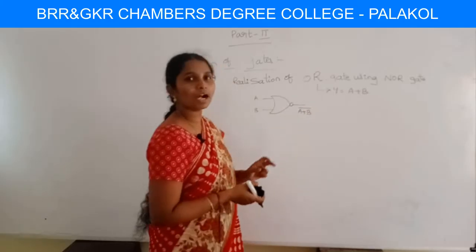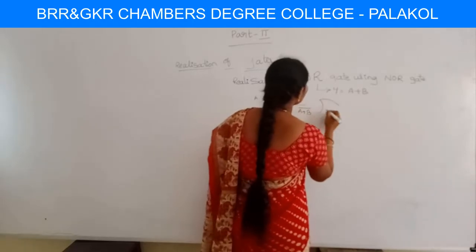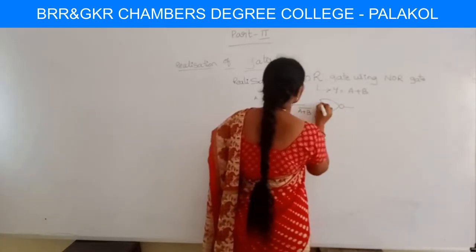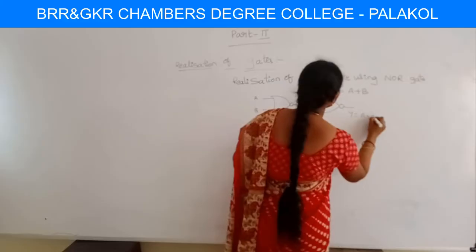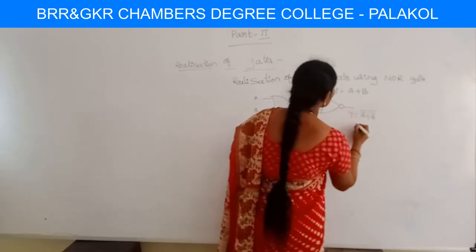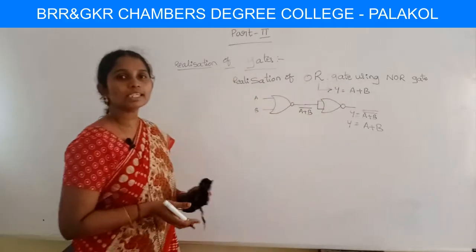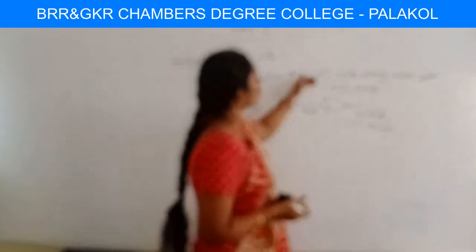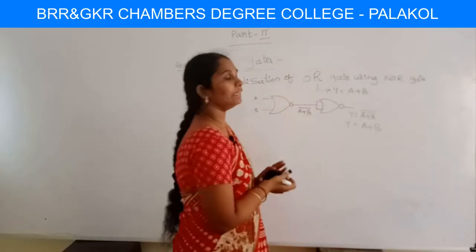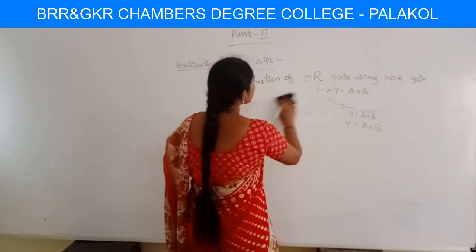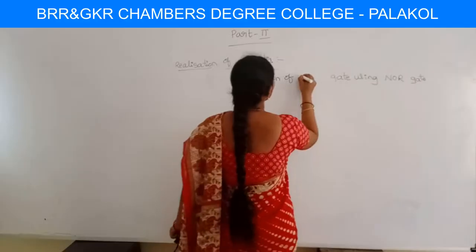So for removing this bar, again we will apply the NOR gate. So here the final output is equal to A plus B whole bar bar. So therefore output is equal to A plus B. So likewise we derive the realization of the OR gate using NOR gate. Okay, so this is the OR gate, and we also realize the NAND gate by using NOR gate.